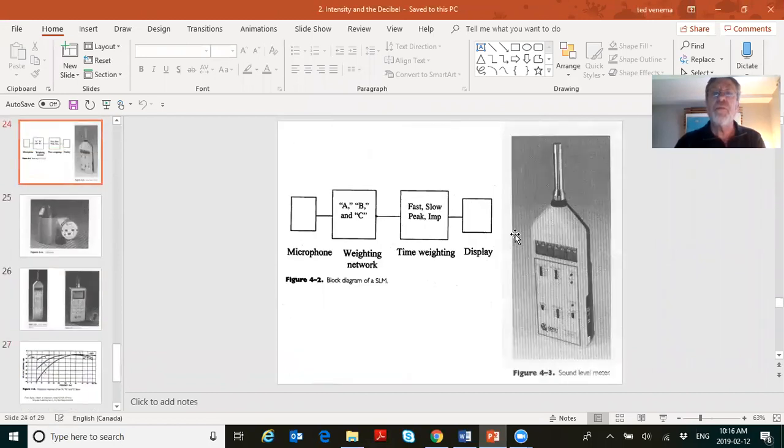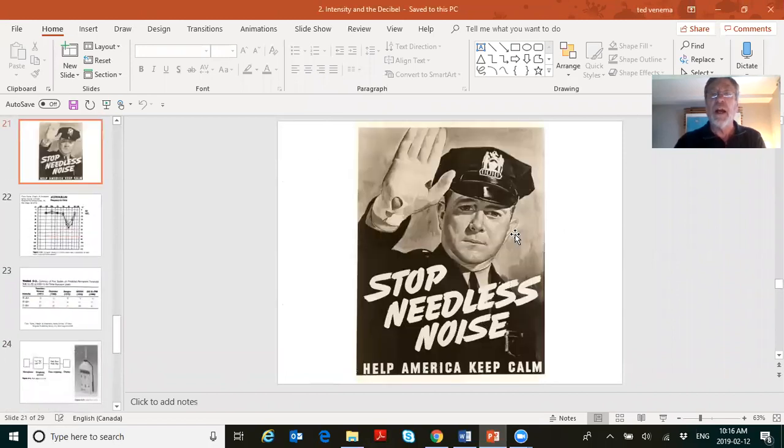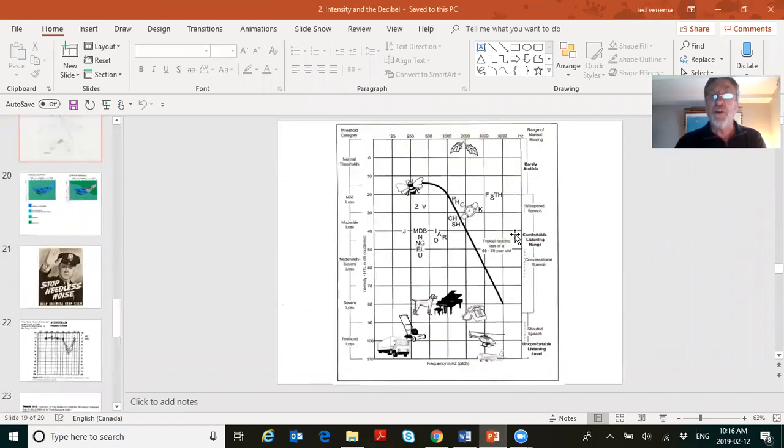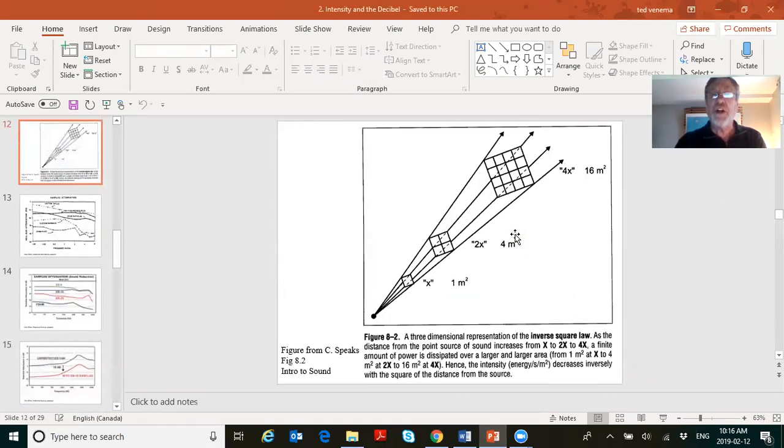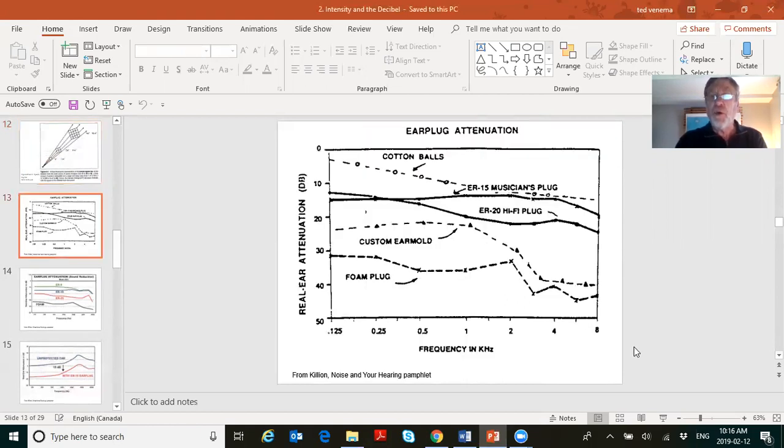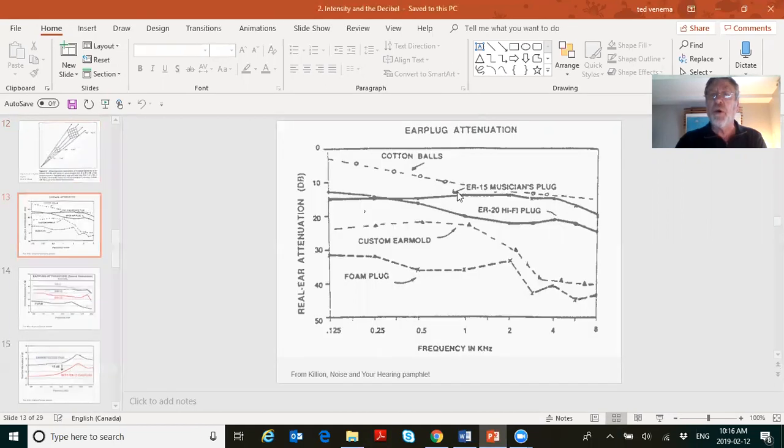Okay, sound level meters. Now, let's just talk. Here's that inverse square law. As you double the distance, you go down by about 6 dB. Don't worry about it. Basically, sound gets softer. And how much do you go down in all reality? Closer to about 3. But here, let's talk about a word that is important to know in our field.